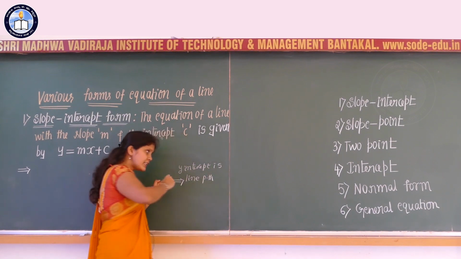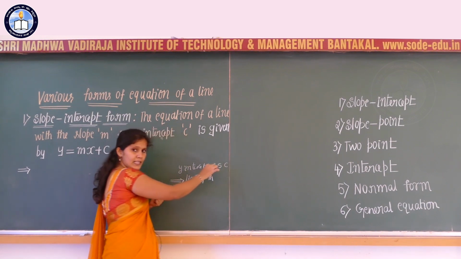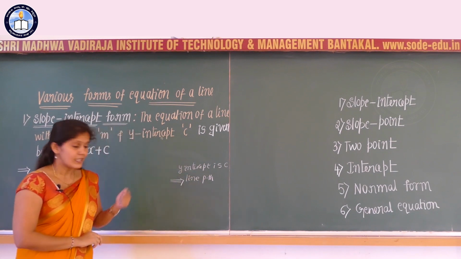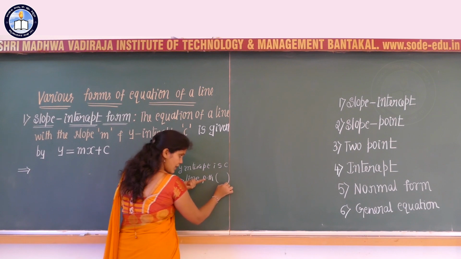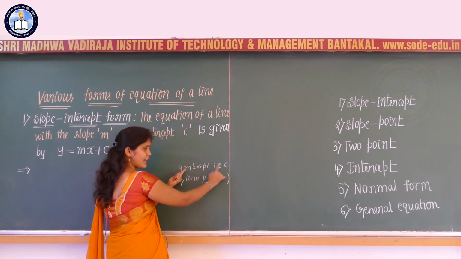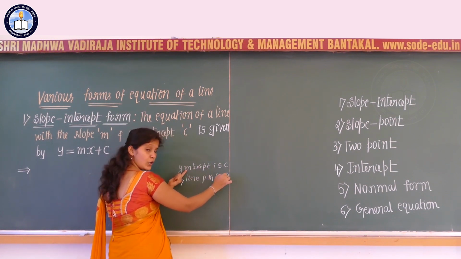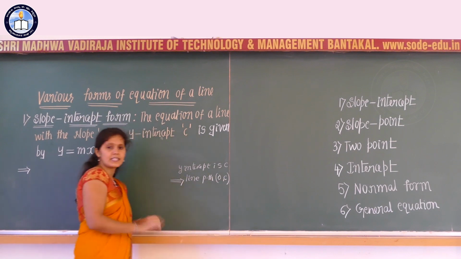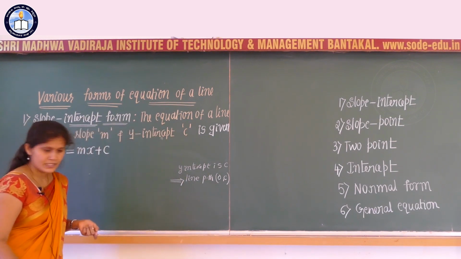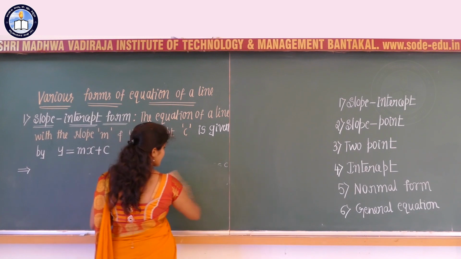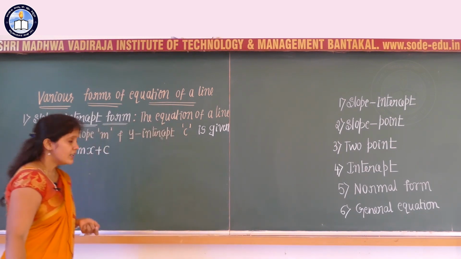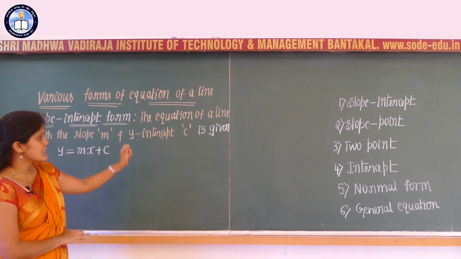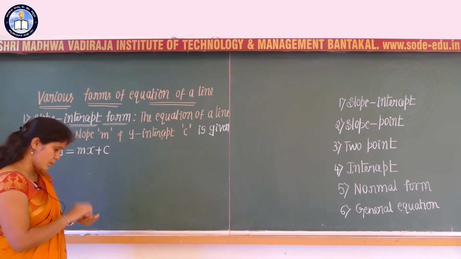If the y-intercept is given as c, where c is a constant, the line passes through the point (x, y) such that only the y-intercept is present, that is, the y-coordinate, and the x-coordinate is nothing but 0, c. So, this data is given in the question, right? If the y-intercept is c, then the line passes through the point 0, c.